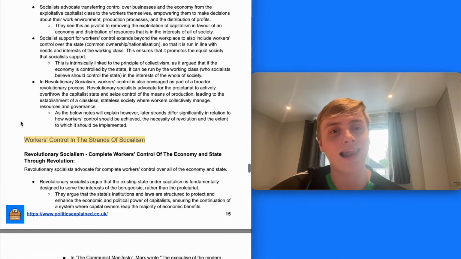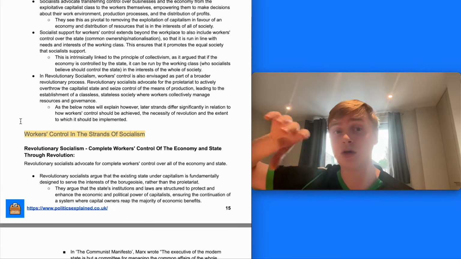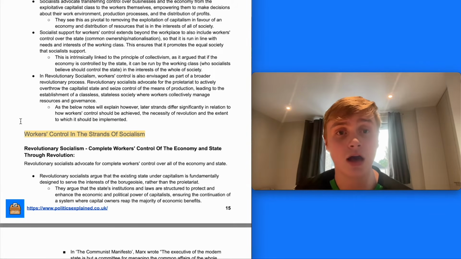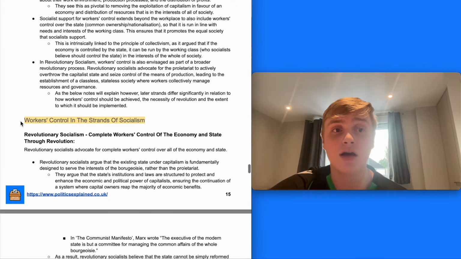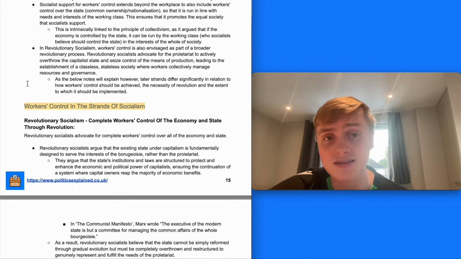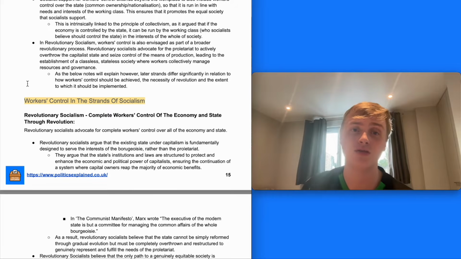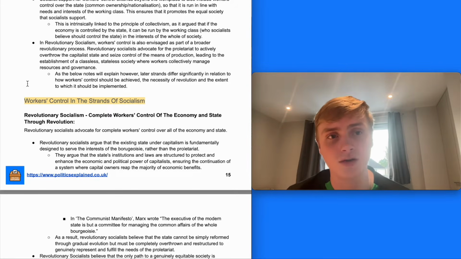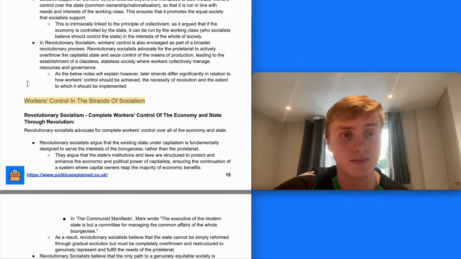So a collectivist economy. And this extends beyond just worker control of the workplace to include workers' control over the state, which we can call common ownership or nationalisation, so that it runs in line with the needs and interests of the working class and the whole of society. And this, as I mentioned, is linked to the principle of collectivism, that the economy should be controlled by the state so that it can be run in the interest of the whole of society.